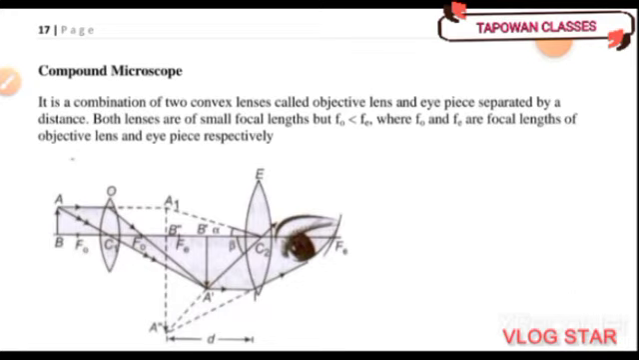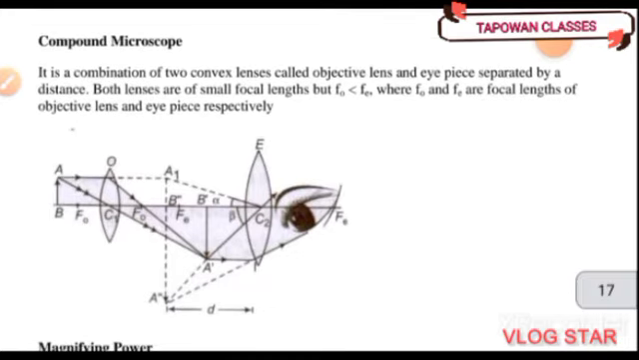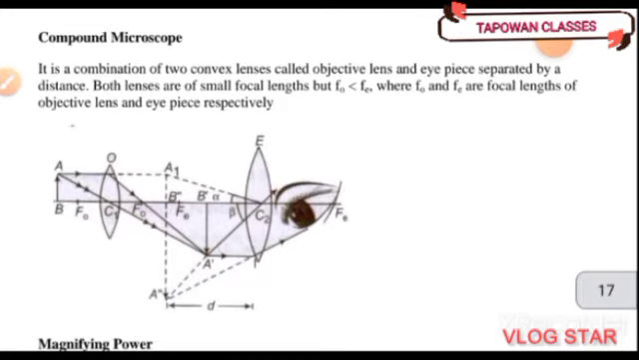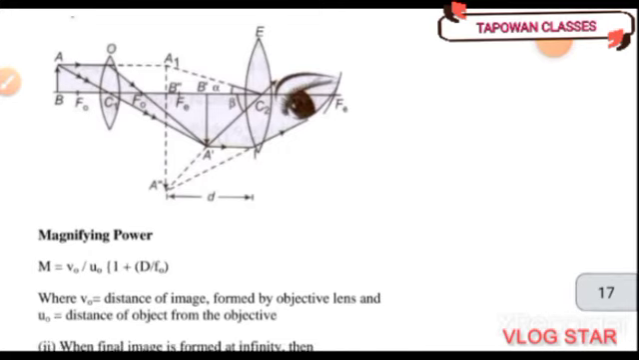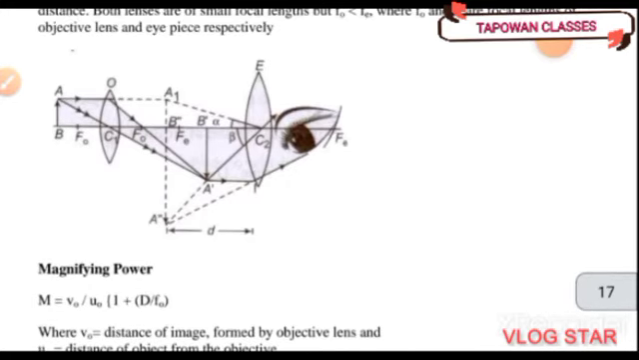It is a combination of two convex lenses called the objective lens and the eyepiece, separated by a distance. Both lenses are of small focal length, but f0 is greater than fe, where f0 and fe are the focal lengths of the objective lens and eyepiece respectively. The diagram is given here.